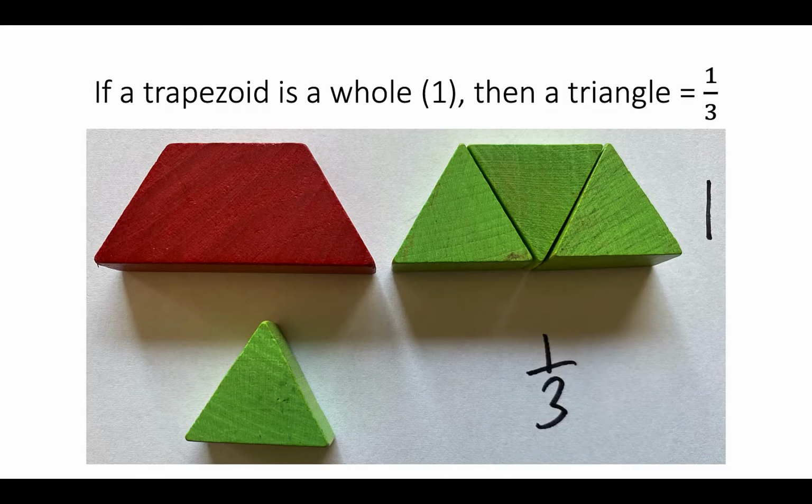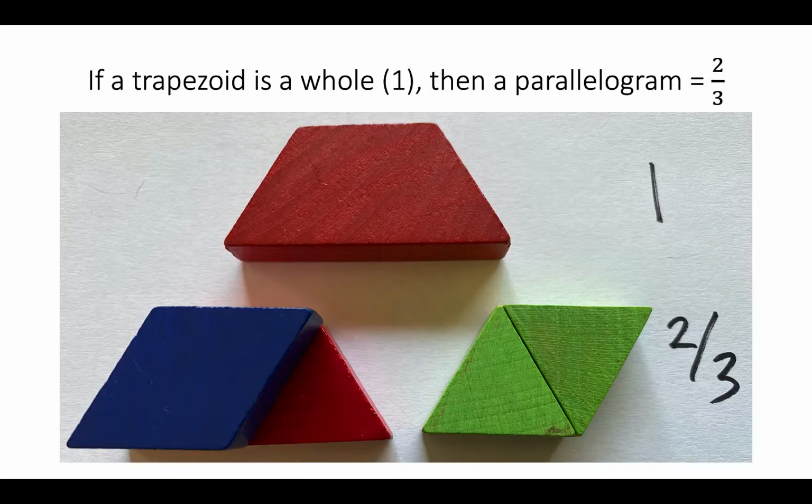If a trapezoid represents a whole, or 1, then since we can form a trapezoid from 3 of these triangles, each triangle must represent 1/3. If a trapezoid is a whole, we can't fit a whole number of parallelograms in a trapezoid. One parallelogram is smaller than a trapezoid, 2 would be larger. But since we can make a parallelogram out of 2 triangles, and each triangle represents 1/3, then a parallelogram would represent 2/3. We can also see that 2/3 of the trapezoid is covered by the parallelogram. The part left over uncovered is this triangle, which is 1/3.